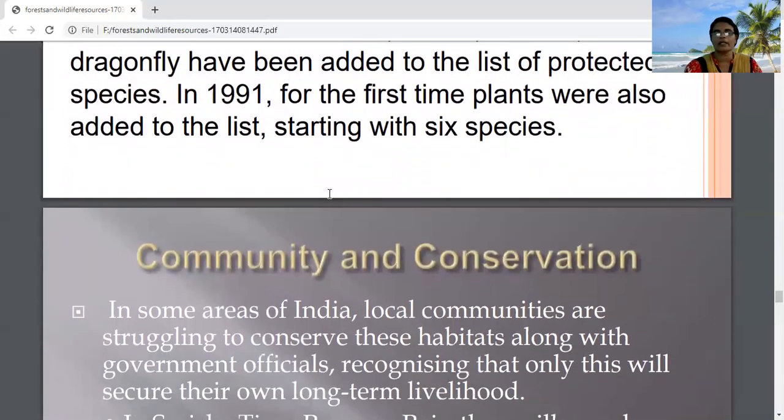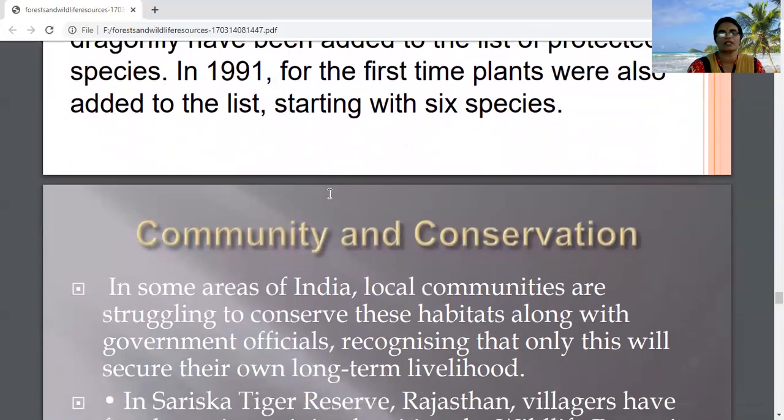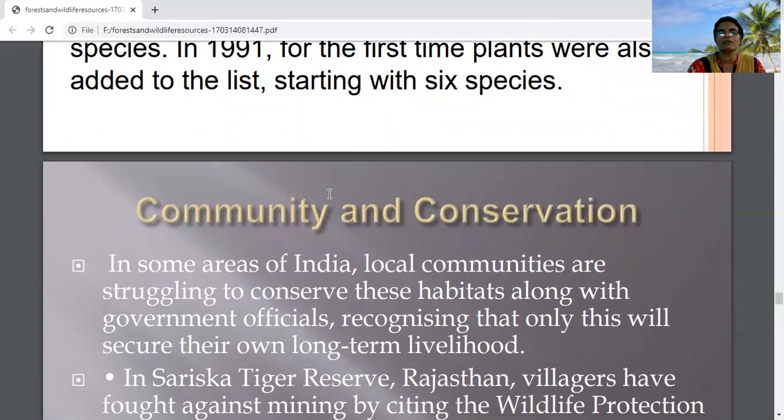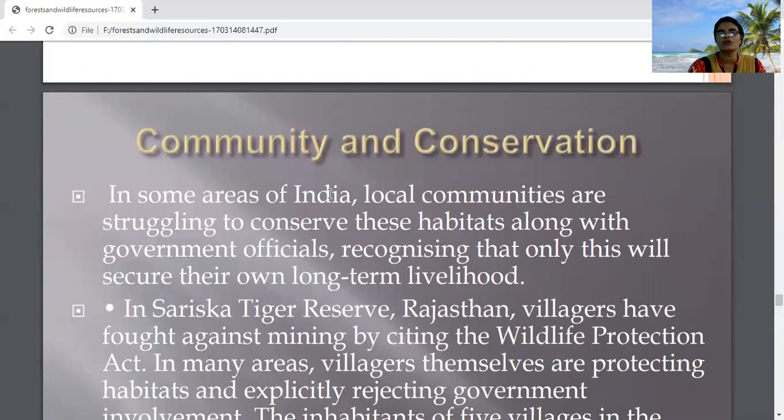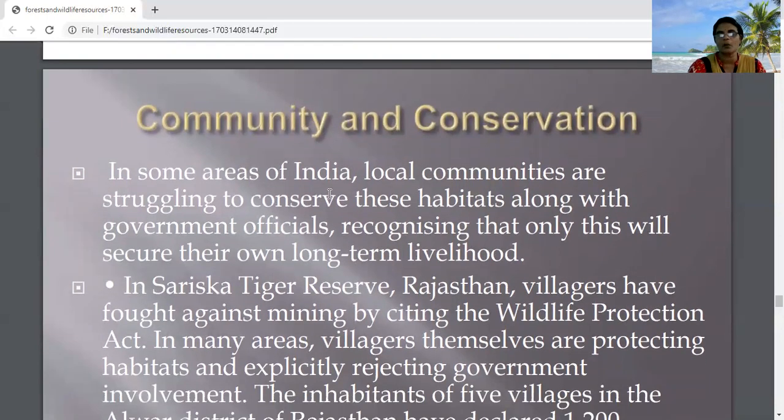Now, our next important topic is about community and conservation. What is the role of community for conserving forests? Do you know that in some areas of India, local communities are struggling to conserve these habitats along with the government officials, recognizing that only this will secure their own long-term livelihood. As you know, these forest people largely depend on forests for their livelihood. So they take the responsibility to protect these forests more than government officials. And they support the government officials to protect and preserve these forests and wildlife from poaching or hunting.